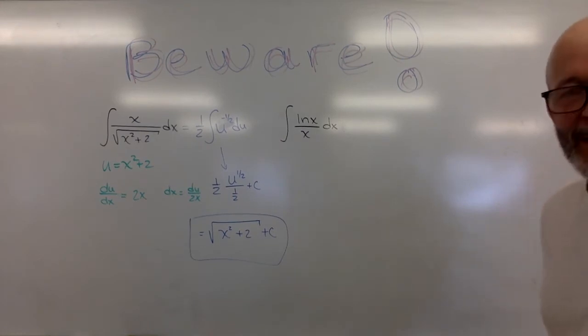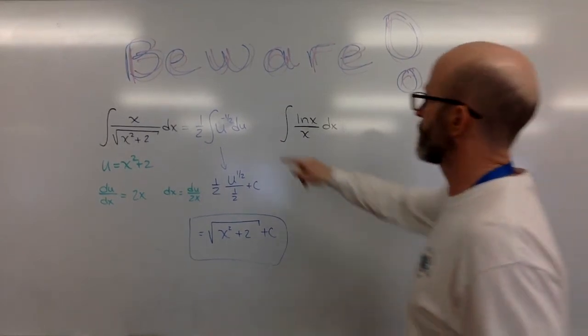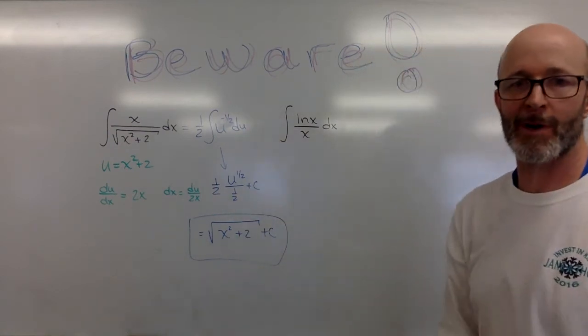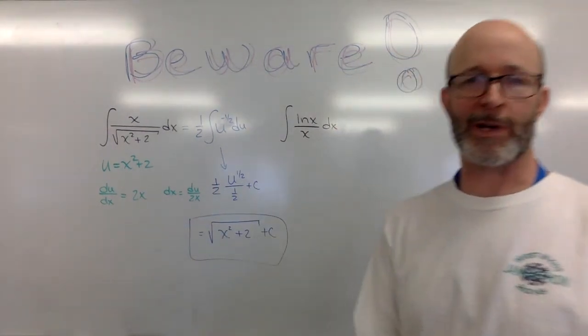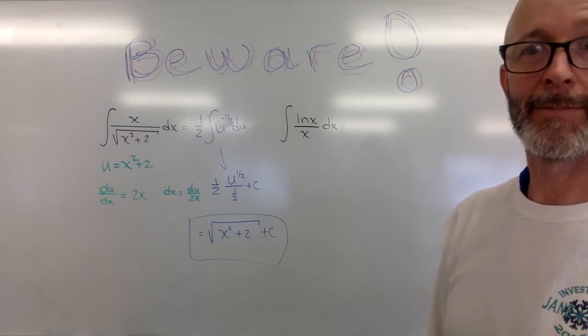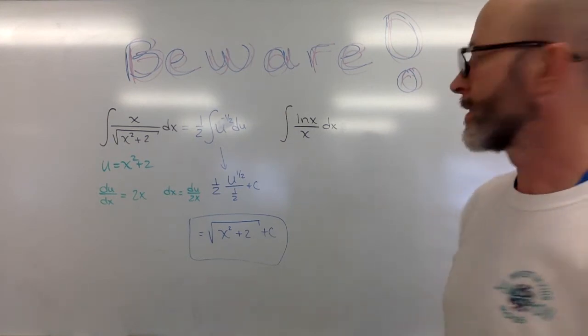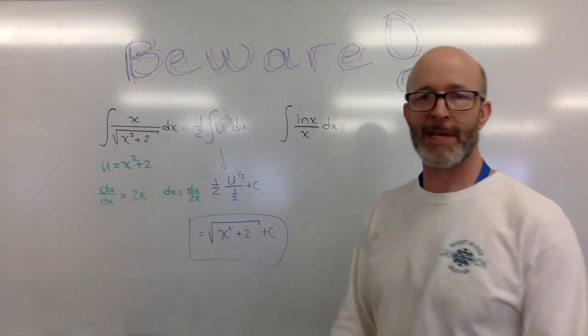By the way, I probably should finish that problem just for those of you who are really curious about it. You do increase the power by 1 and divide by that same number. I also wrote out dx in case you were wondering why that said a 1/2 out front. Yay. Now, this other one's tricky, and it does show up sometimes.